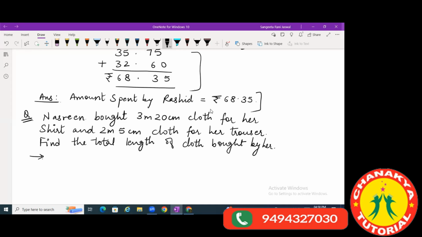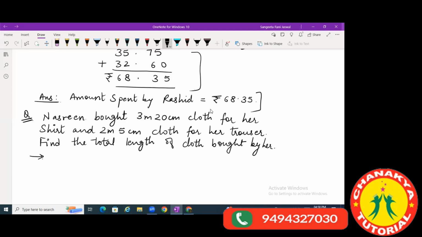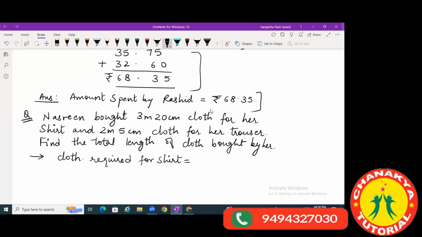So which is the way you can write a short statement? Length of cloth for her shirt. Or cloth required for shirt. Can I write it like this? Yes, ma'am. Okay, your statement should always be the shortest sentence, but it should be understandable also at the same time. Don't make it so short that the teacher cannot understand. So cloth required for shirt is 3 meter 20 centimeters.